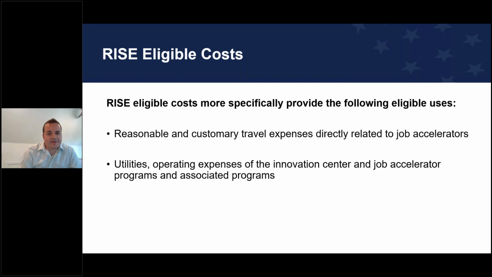Reasonable and customary travel expenses directly related to the job accelerator are eligible, and then utilities and operating expenses of the innovation center and job accelerator programs and associated programs. So these expenses must tie back to the activities to be conducted with the RISE grant, the activities and the project scope under RISE. They cannot be for other administrative costs of running an operation or other aspects of an entity.